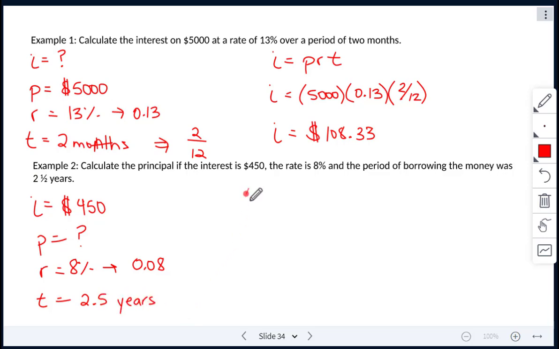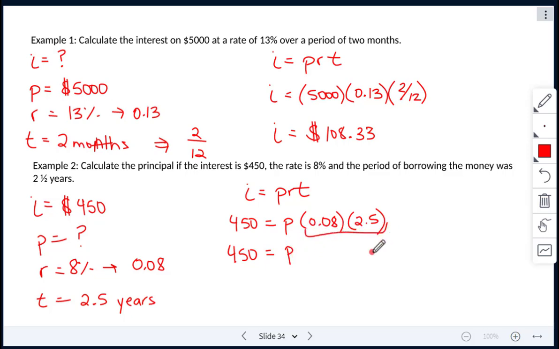Let's put everything into our equation. I equals PRT, so 450 equals P times 0.08 times 2.5. Because everything is being multiplied here, our left side is still 450, and P is what we're trying to solve for. 0.08 times 2.5, put that in your calculator. It gives me 0.2.